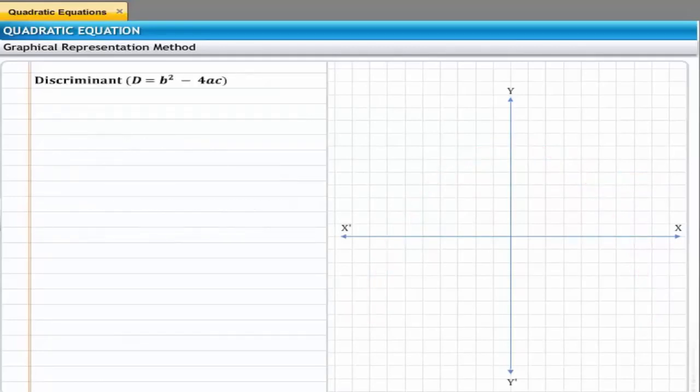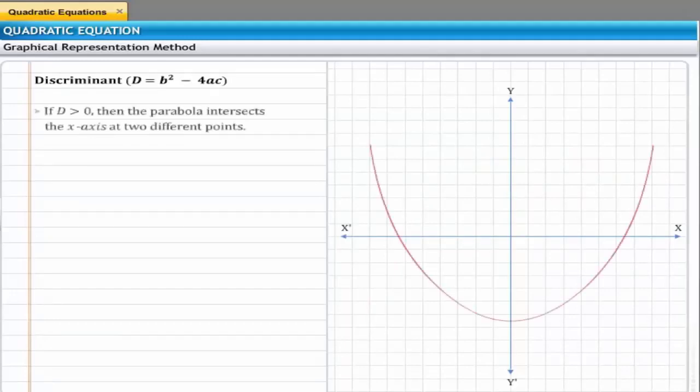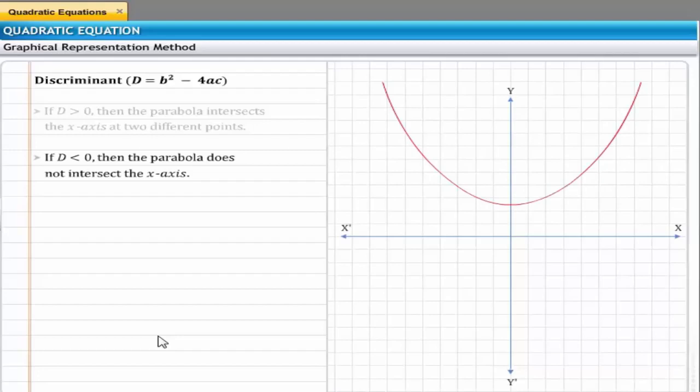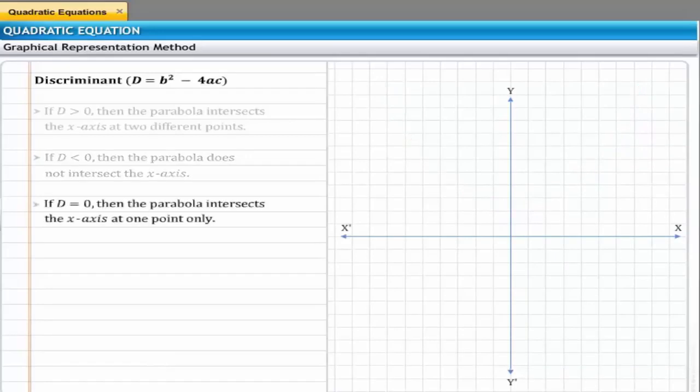Now, let's look at the impact of the discriminant on the parabola. If the discriminant value is greater than 0, then the parabola intersects the x-axis at two different points. If the discriminant value is less than 0, then the parabola does not intersect the x-axis. If the discriminant value is equal to 0, then the parabola intersects the x-axis at only one point.